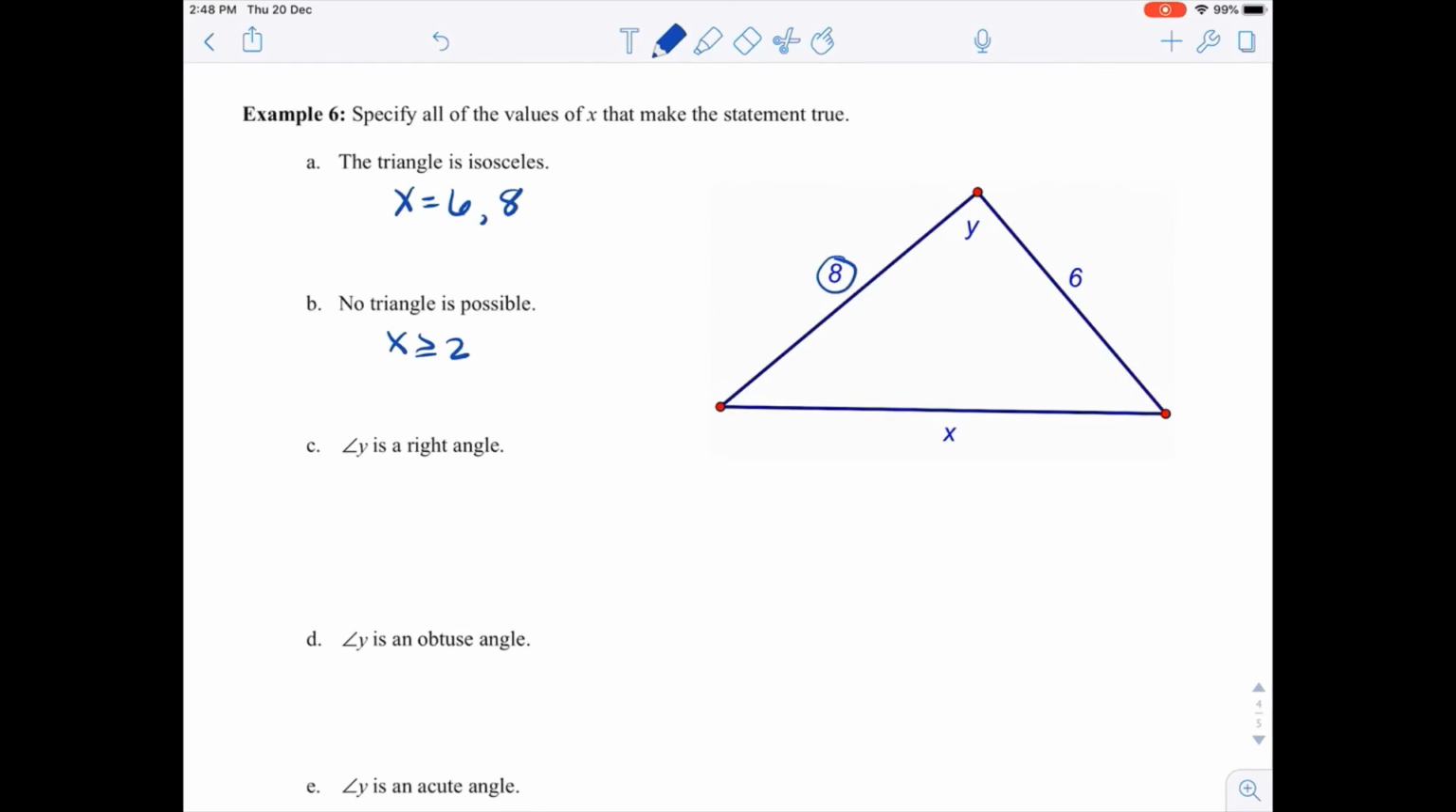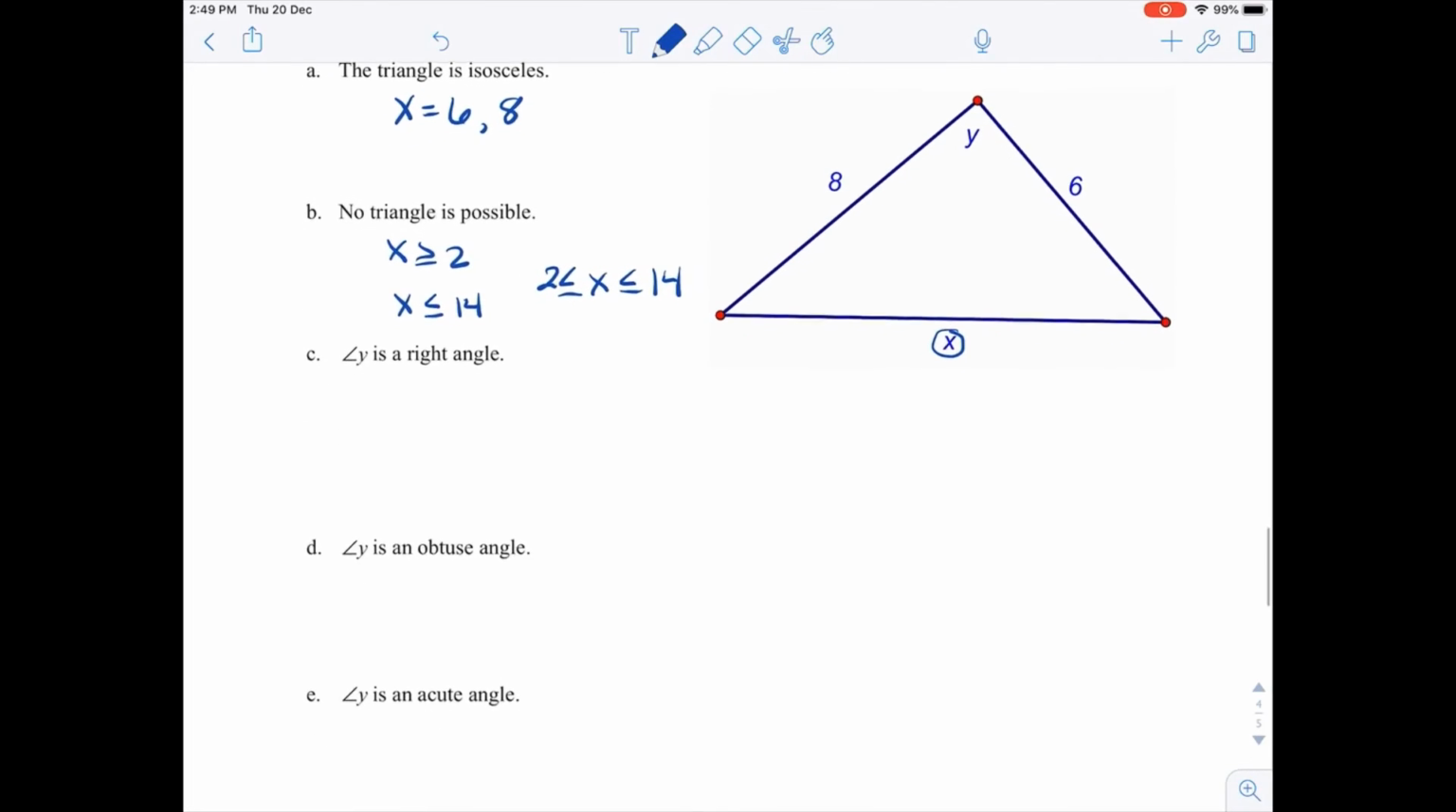On the flip side, though, let's say that x itself is the longest side now, and that means that 6 and 8 have to add up to be greater than x. Well, then that means that x has to be less than 14, because if x is 14, it wouldn't make a triangle. So I can put these two together and say 2 is less than or equal to x, which is less than or equal to 14.